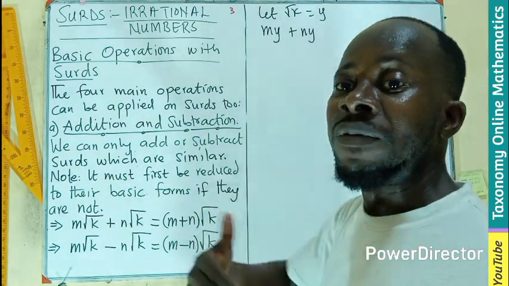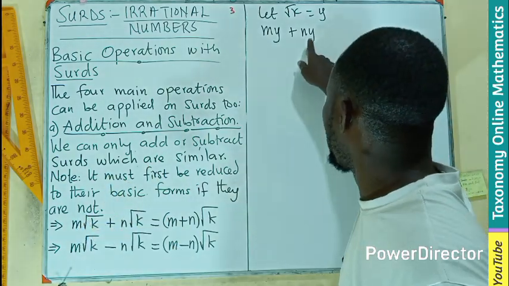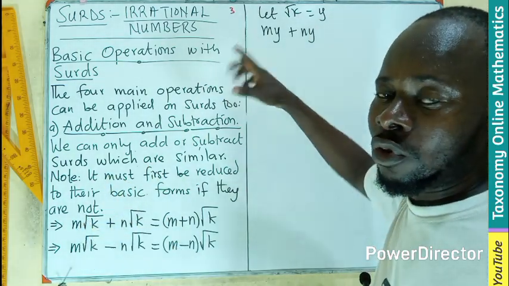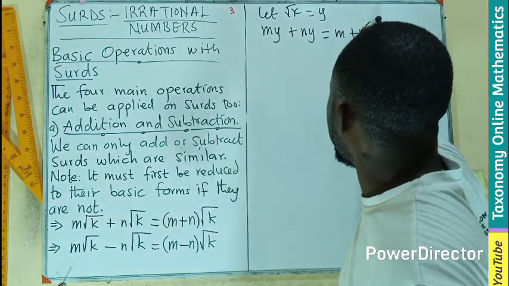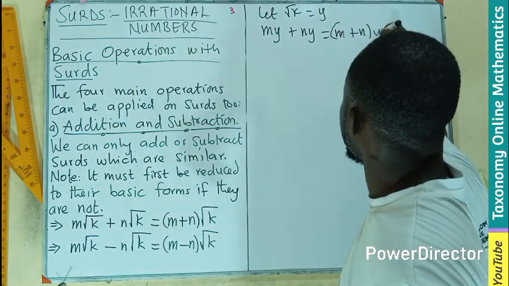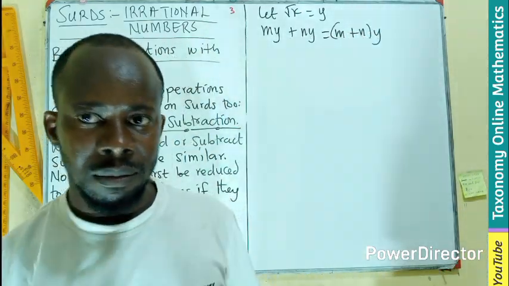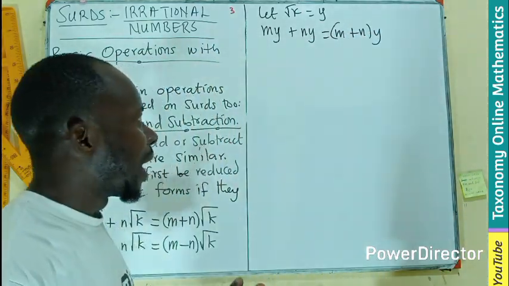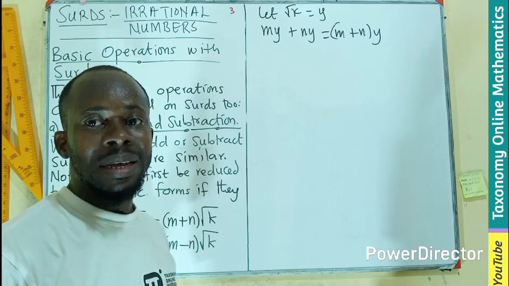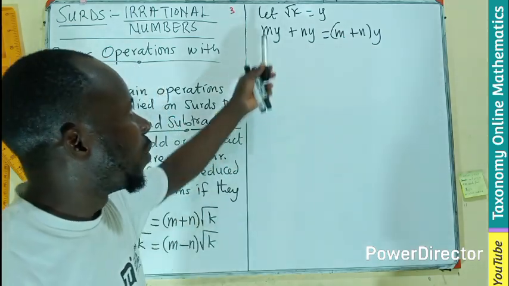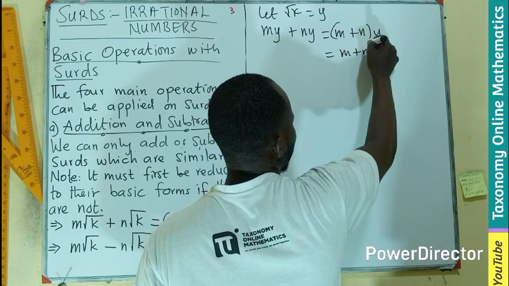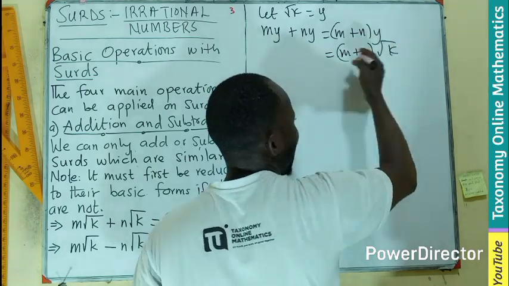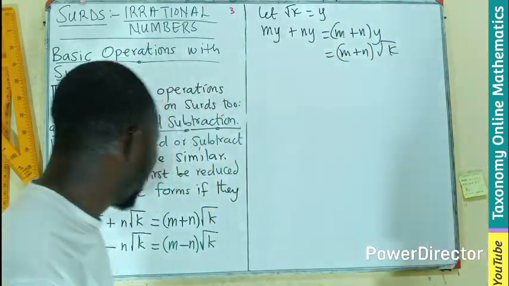I am going to perform factorization. You can see y is common, so I factorize y out. I will be left with m plus n multiplying y. I guess that is okay: m plus n multiplying y. And we say y is the root of k. So I can rewrite this as m plus n, the root of k. So that is what you are seeing here.